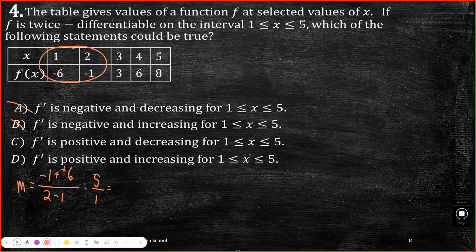So it can't be A and B because F prime is not negative. It's going to be either C or D.